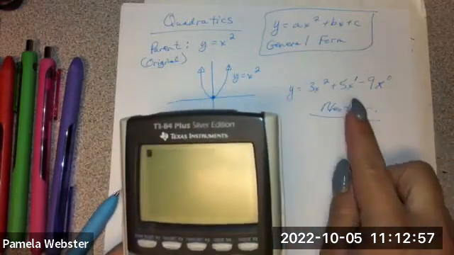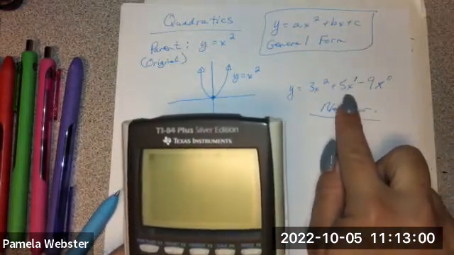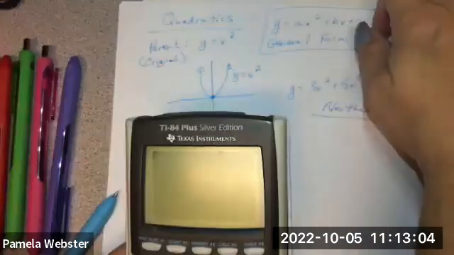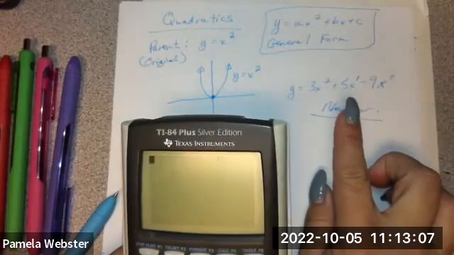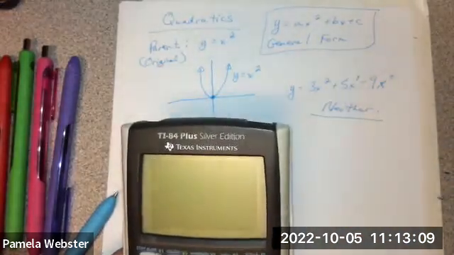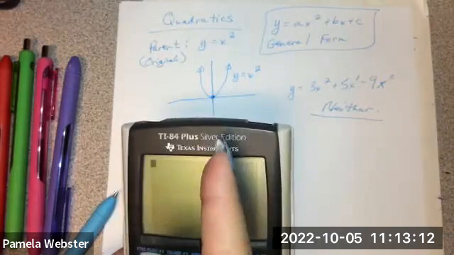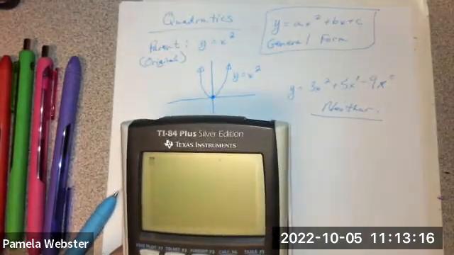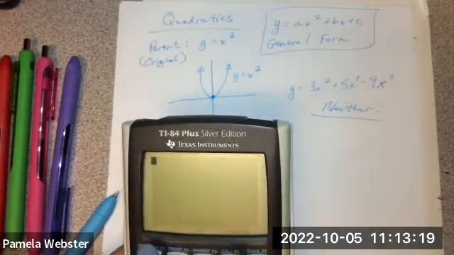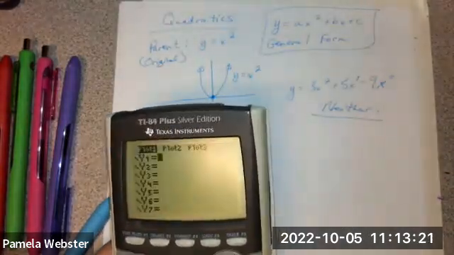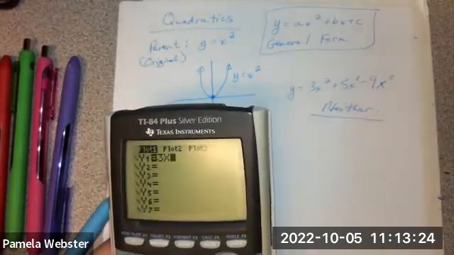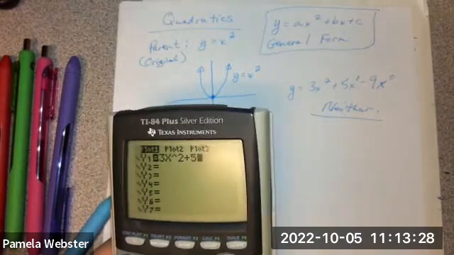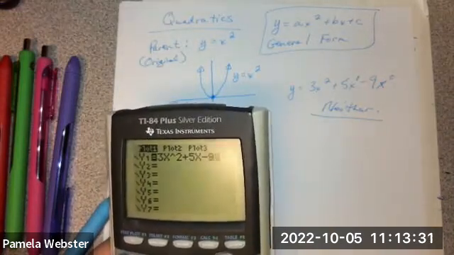He still has this parent function, but because I added this 5x to the first guy in there, it basically is going to move it off of the symmetry. So it's not going to be y-axis symmetric anymore. It's going to be neither. So let me graph this guy. Y equals, I'm going to say 3x to the second, plus 5x and the minus 9.